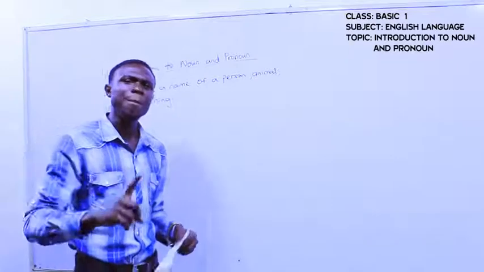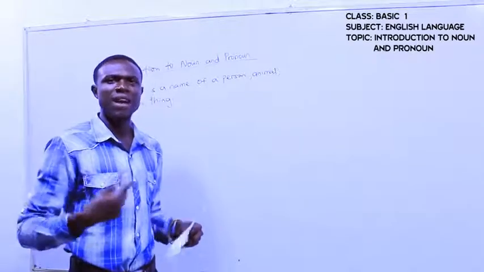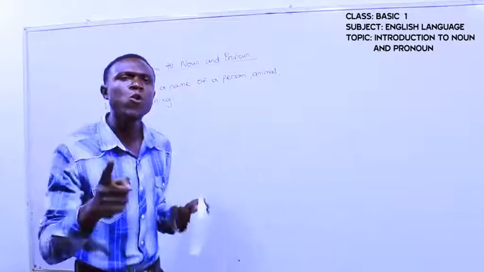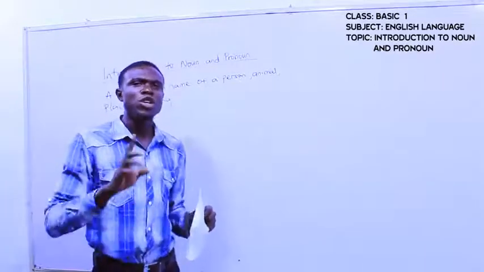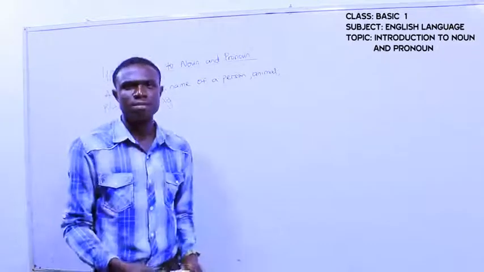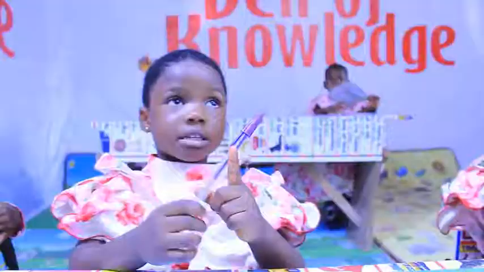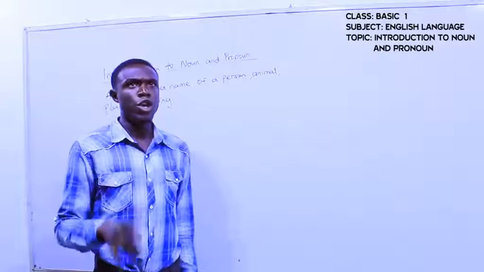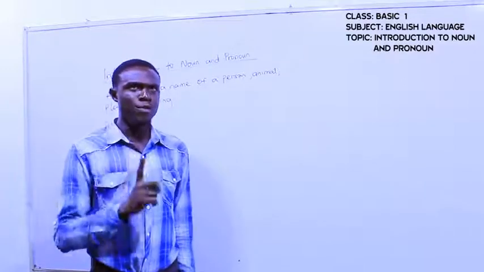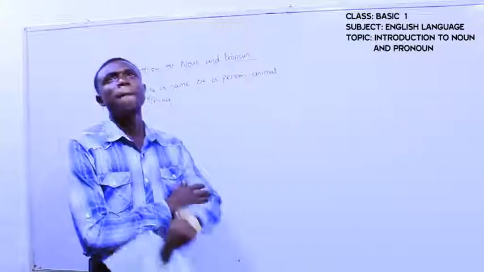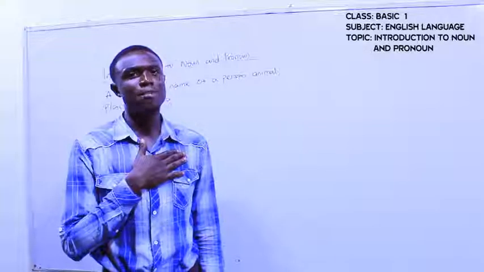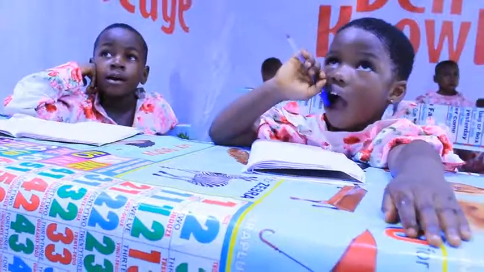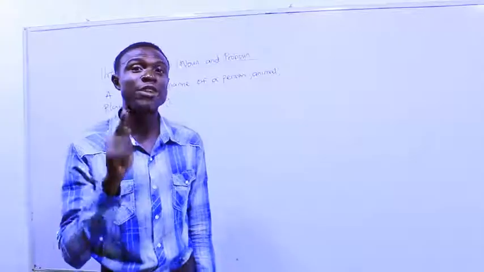Therefore, any naming word, anything that has a name, that name is a noun. That is what a noun is. So you can simply say a noun is a name of something. If someone asks you, what is the name of this? You tell the person, the name of this is book. And book is a noun. What is your name? My name is Boniface. And Boniface is a noun. Your own name can be Bright. And Bright is a noun.